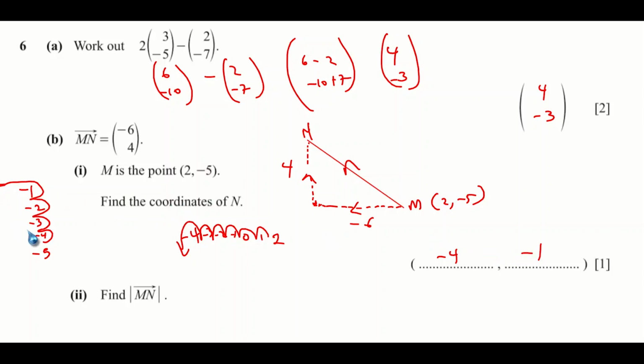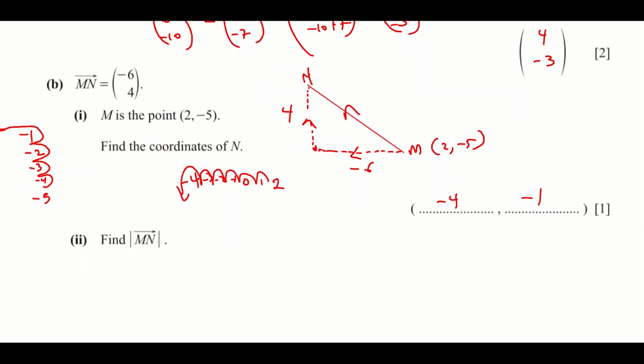So this is one way of doing it. You could as well do minus 6 plus 2, that would be negative 4, and you could as well do negative 5 add 4, that would be negative 1. So you can do it straight away like that if you want to do it algebraically.